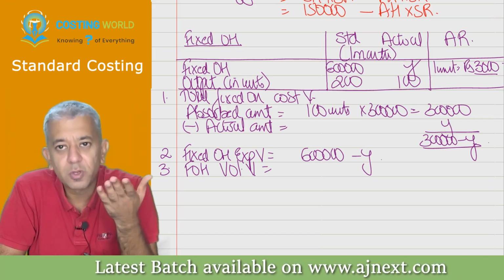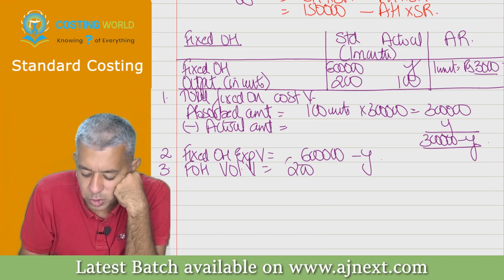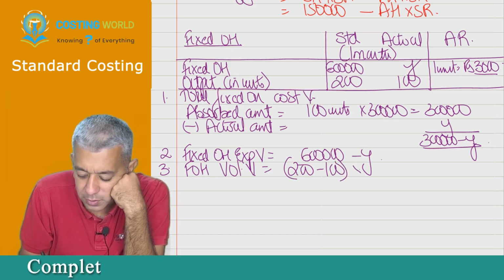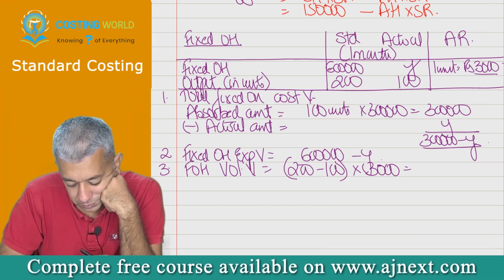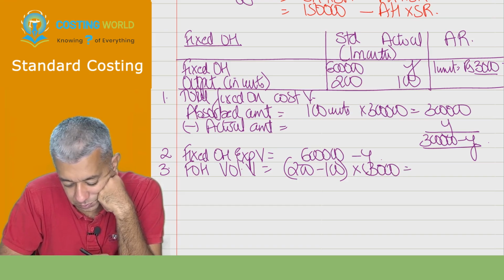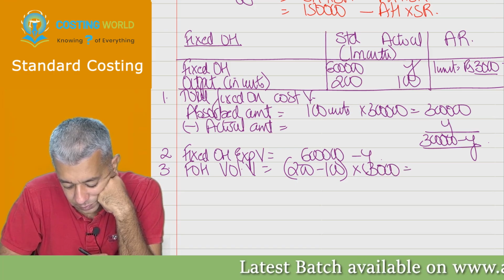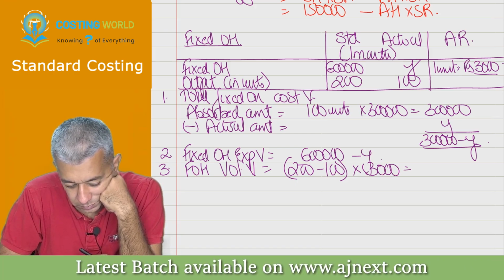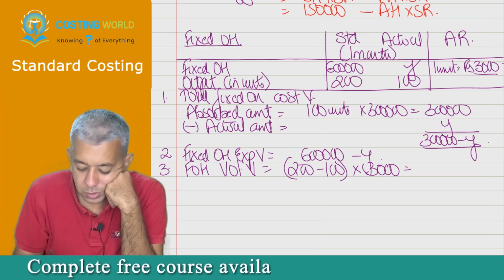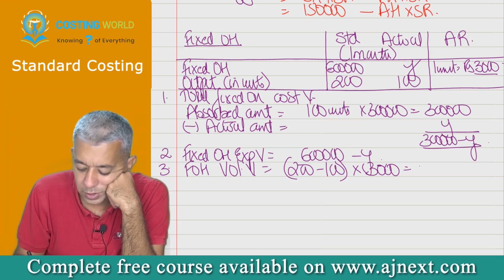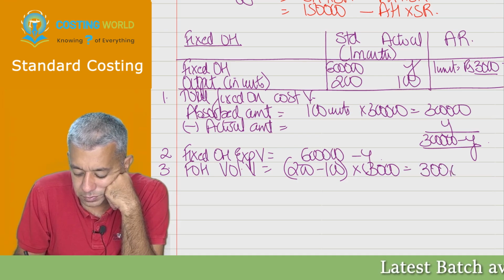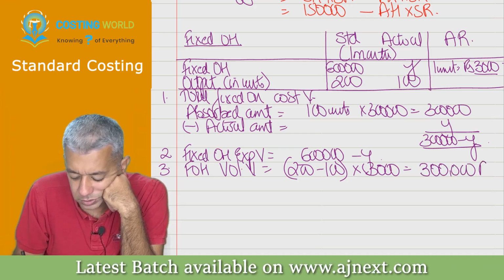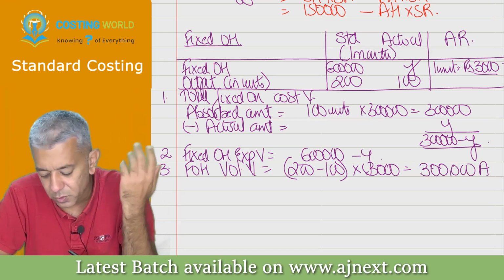Yes, sir. How does your volume variance come? We should have produced how much? 200. We produced how much? 100 into 3,000 bucks. So 200 minus 100 into 3000. This will be how much, beta? 3 lakhs, no? Adverse. Lesser number of units, so fixed overheads per unit will rise.